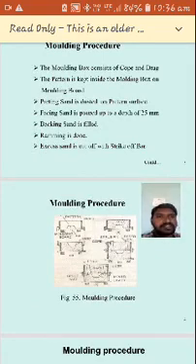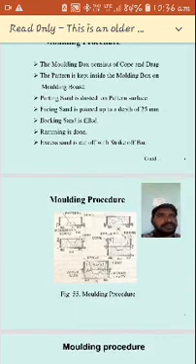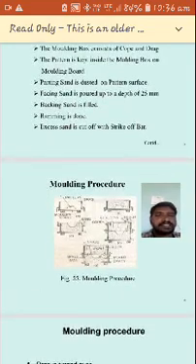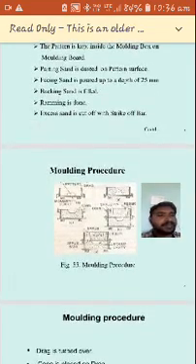Why does the pattern surface need to be dusted? So that the sand does not stick to the pattern. If we do not dust the parting sand on the pattern, the pattern surface will stick to the sand. To avoid that, we just sprinkle or dust the parting sand. Next, the facing sand is poured up to a depth of 25 mm.